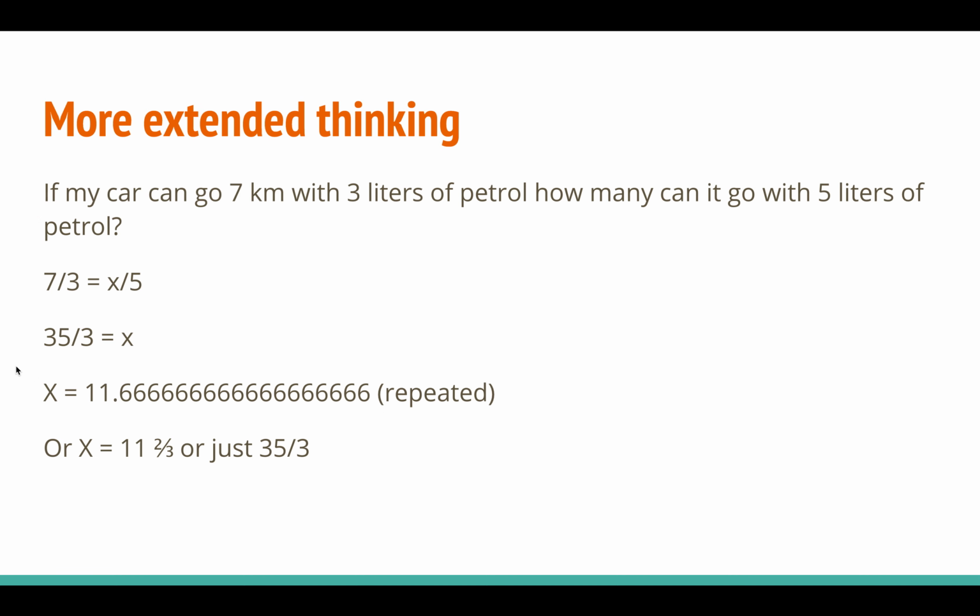If my car can go 7 kilometers with 3 liters of petrol, how many can it go with 5 liters of petrol? Well, 7 divided by 3 is equal to x divided by 5. 7 kilometers and 3 liters is the same as x kilometers and 5 liters. Multiply by 5, you get 35 divided by 3. In decimals, you can write it like this. Mixed fractions, you can write like this. And improper fractions, you can write like this. Ask your teacher how she wants you to write it, because she's the one who's going to be grading your papers.